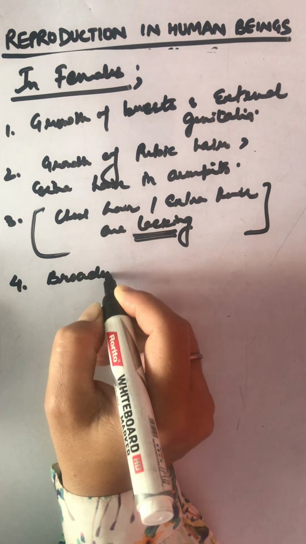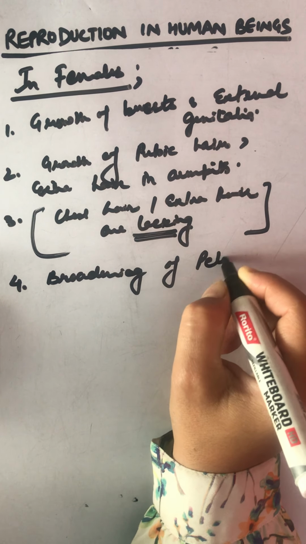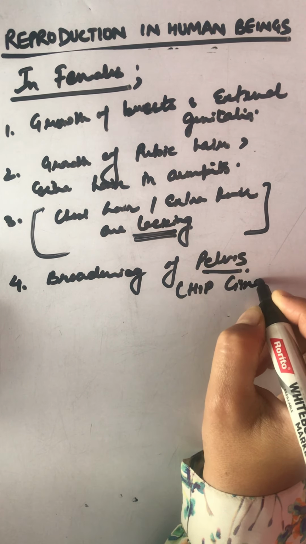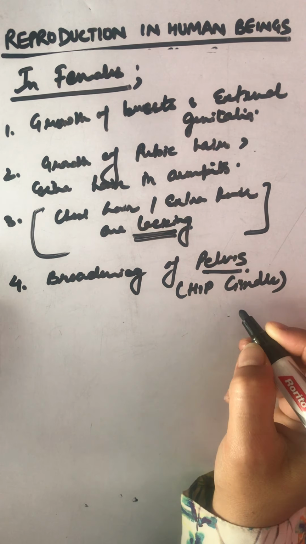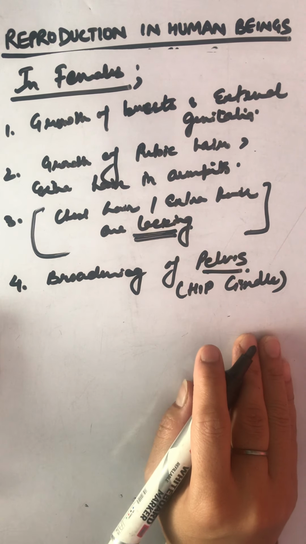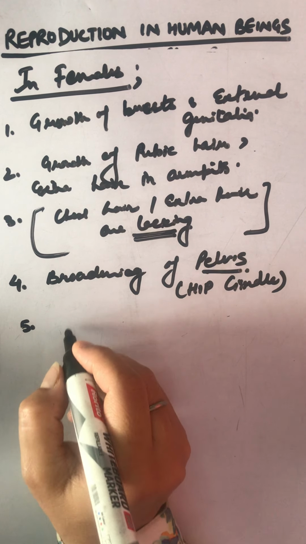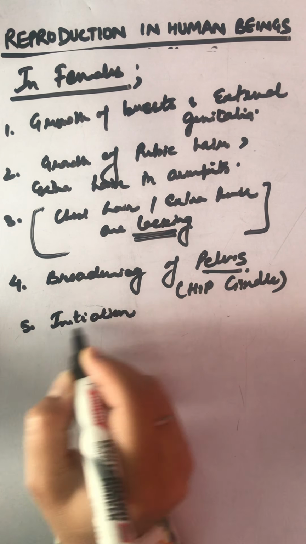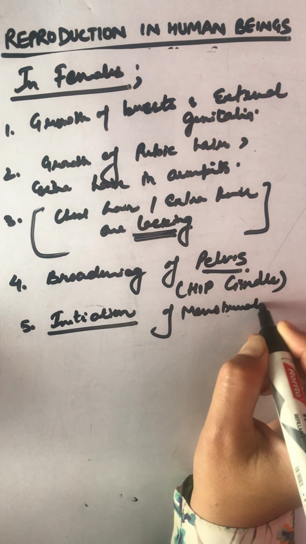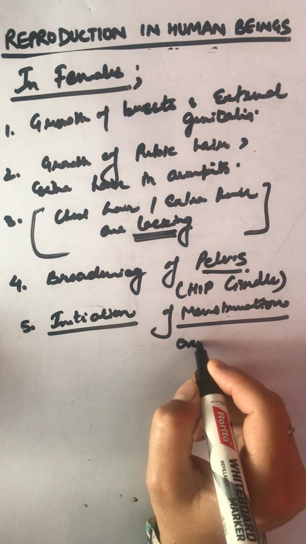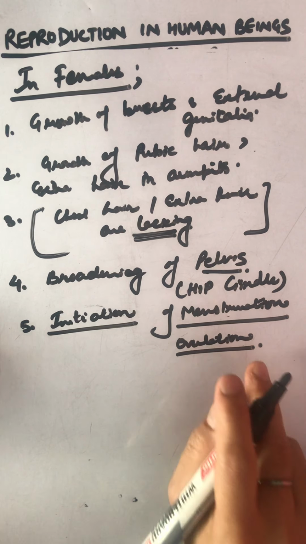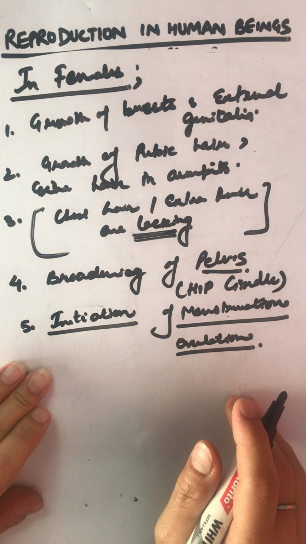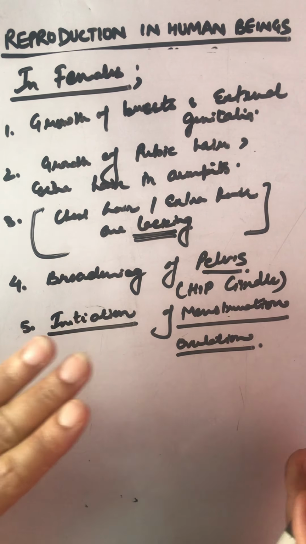Number 4, broadening of pelvis, that means broadening of the hip girdle. In case of boys, we have written the pectoral girdle or the shoulders get broadened. In case of females, it's the hip girdle. Then initiation, or the beginning, of the menstruation cycle as well as ovulation. When the ova is released at maturity, that is ovulation. Then there is subcutaneous fat, particularly in thighs, shoulders, buttocks and face, that is normally stored in case of females. Let's move to the reproductive systems in detail.